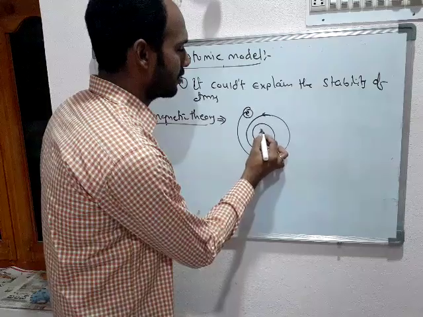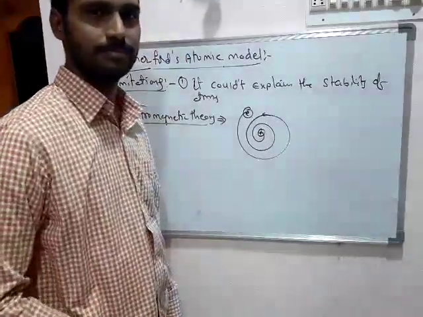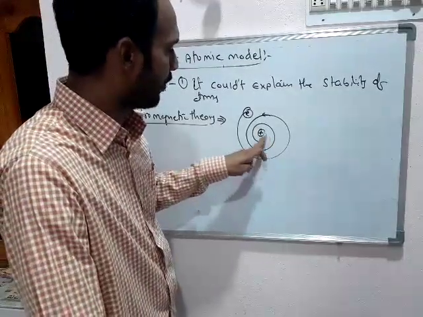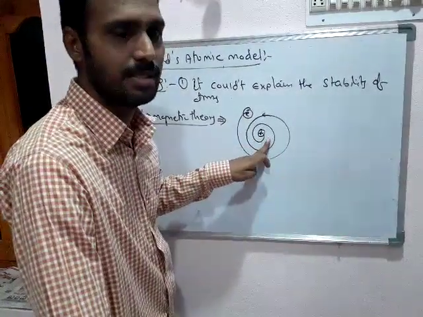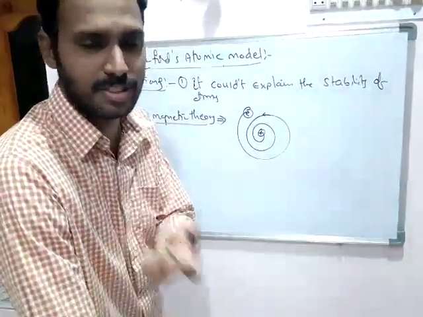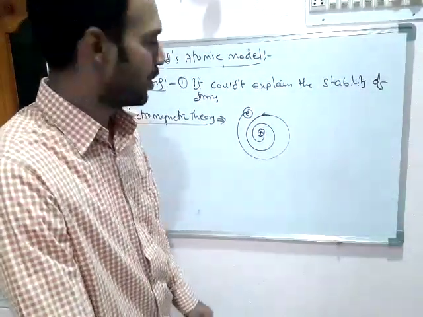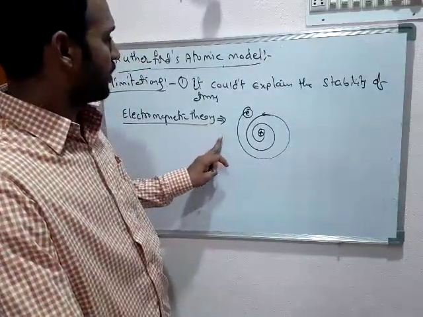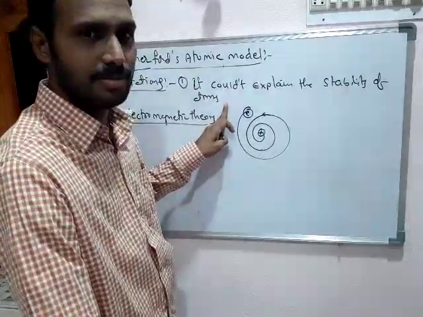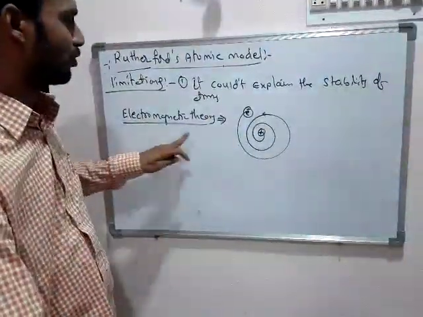Slowly, on the revolution of that electron, it loses its energy and finally falls into the nucleus, where the electron combines with the proton. When it falls into the nucleus, it is nothing but collapse of the electron, collapse of the atom takes place, which is not happening practically. So it does not explain the stability of atoms with the help of electromagnetic theory.